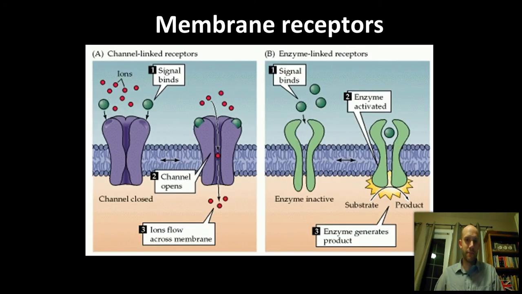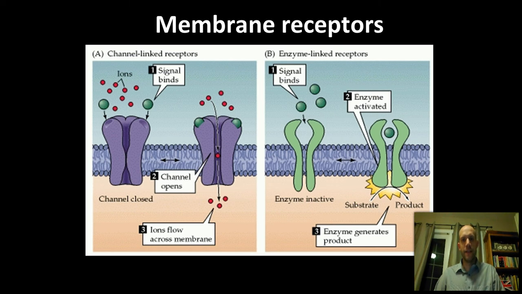So there's lots of different types of these receptors on the surface of cells. Some of them are channel linked, and so when the signal molecule binds to the receptor, this opens up a channel. Now that can be directly, or it could be secondary, attached by a cascade of events. But in example A here, this is a direct channel-linked receptor. The signal binds to it, it opens the channel, and ions can flow across the membrane. We'll see specific examples of this when we look at the nervous system in detail.